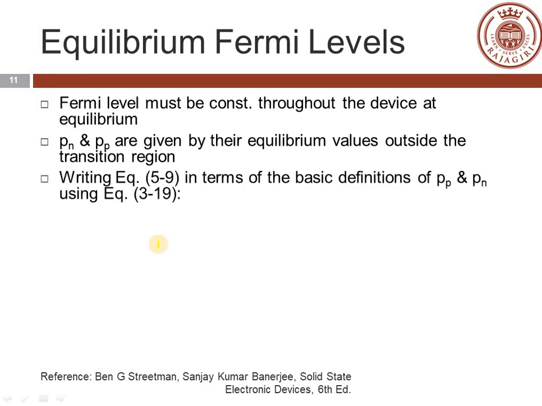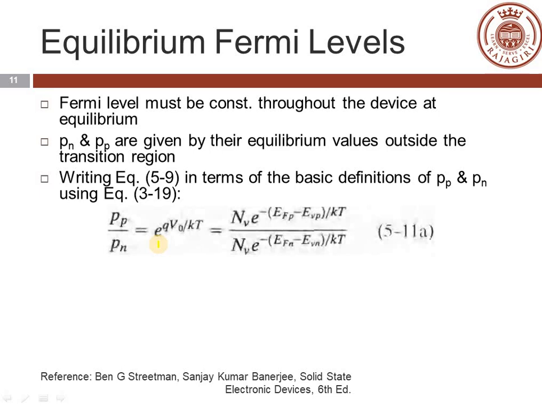So from the previous equations, it is equation 5.9, in terms of the basic definition of pp and pn, and we will be using equation 3.9 that we have studied in the first video, we can write pp by pn equal to e to the power qV0 by kT. This equation we have seen just before. Then in the first module we have said p0 equal to NV into e to the power minus EF minus EV divided by kT. So here we are having pp and pn.